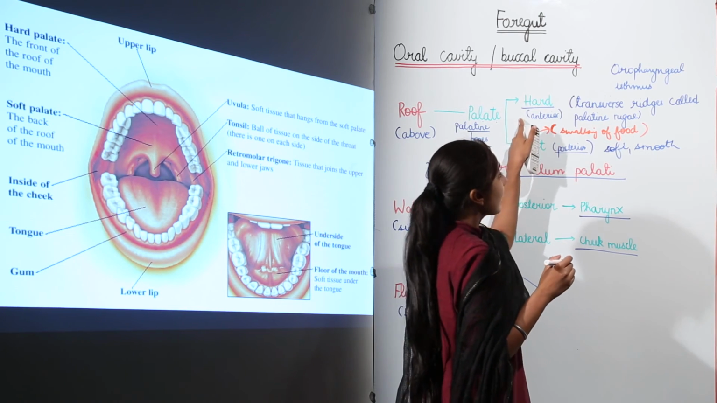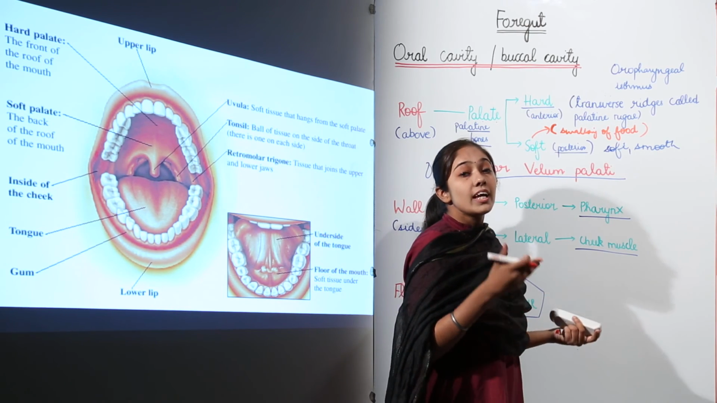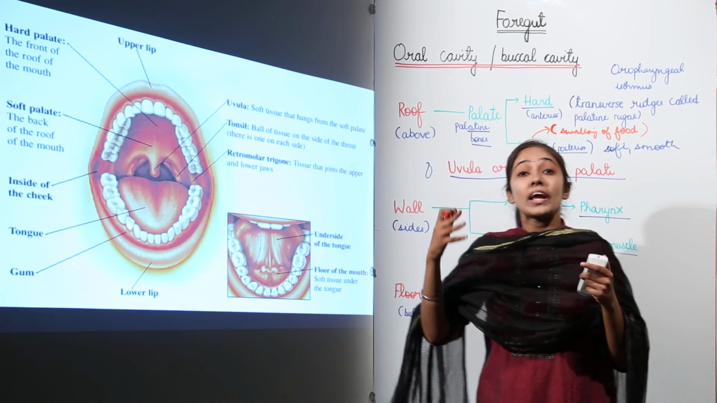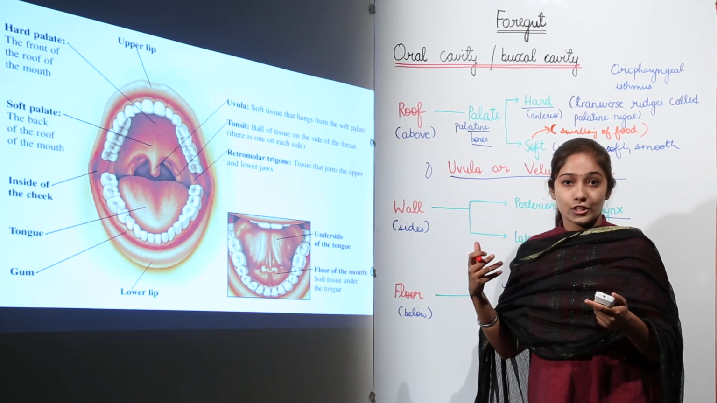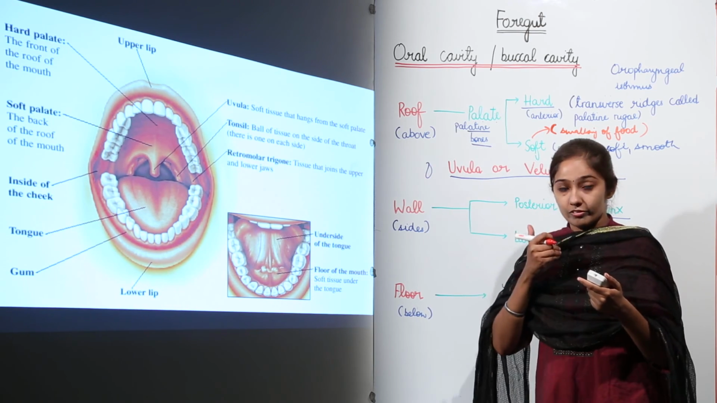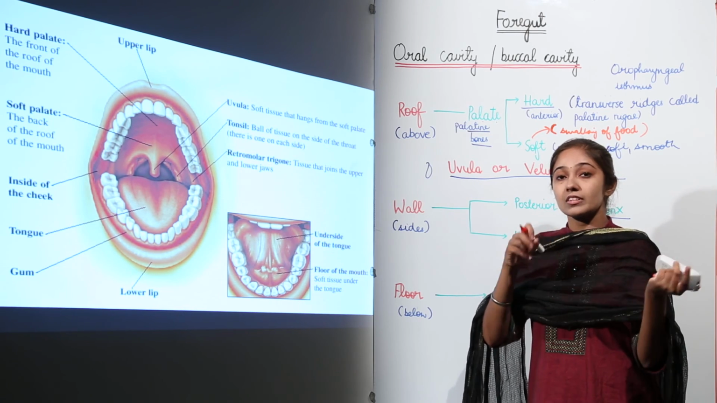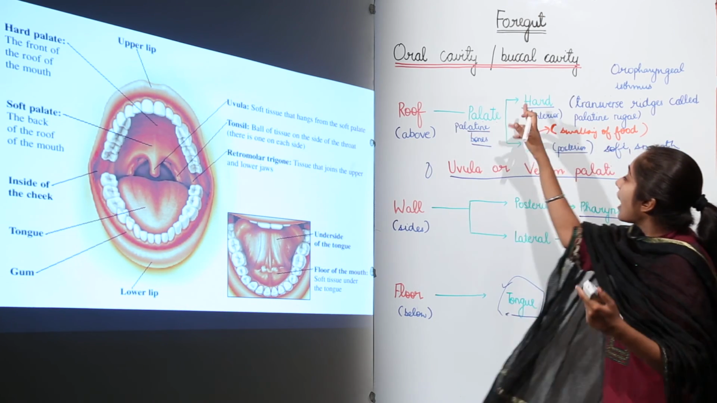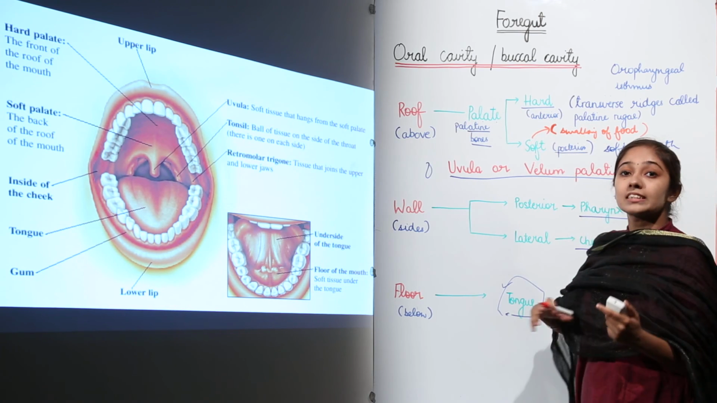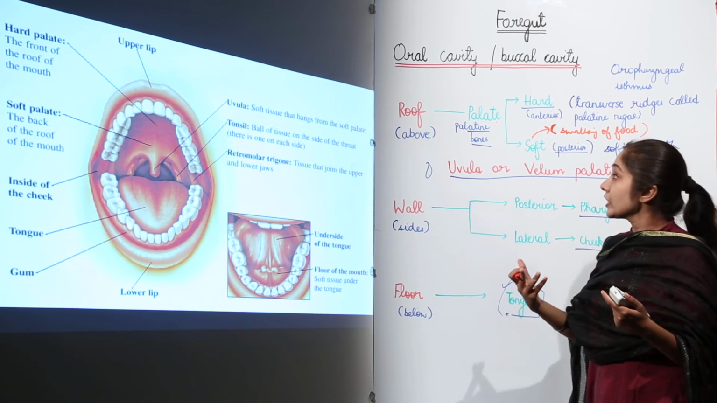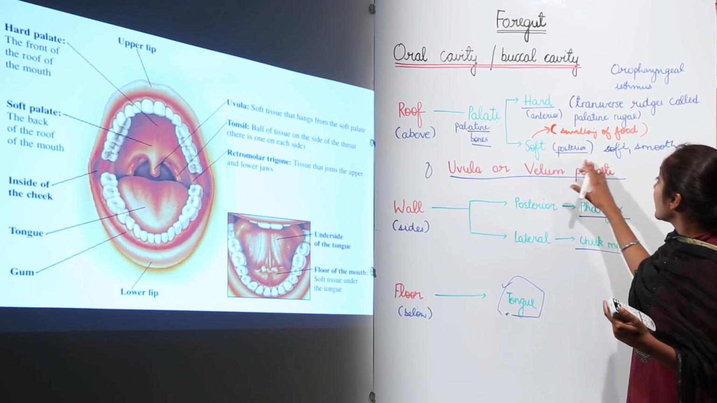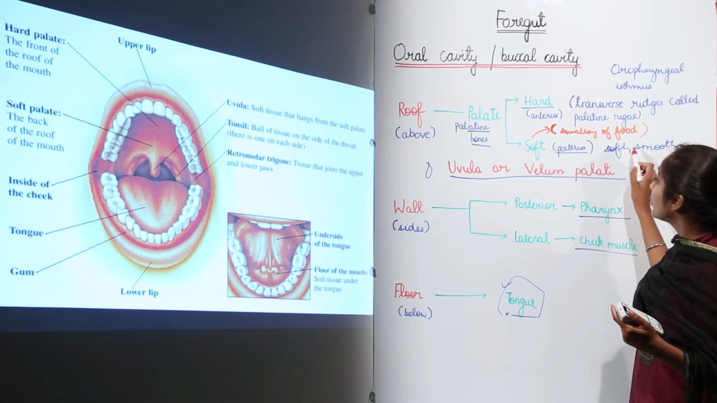Now the hard palate also has an important function to perform. It is actually helping to prevent the slipping of food during mastication. When you are going to eat food, when you are going to masticate, mixing with the salivary glands, this hard palate is going to prevent slipping of the food during mastication, and this soft palate is going to help in the swallowing of the food.